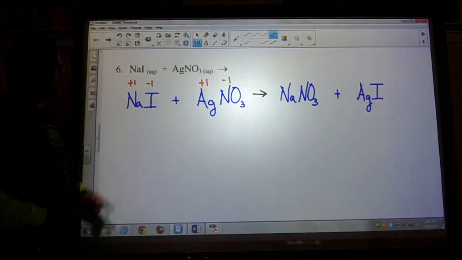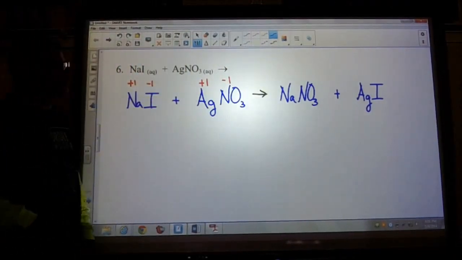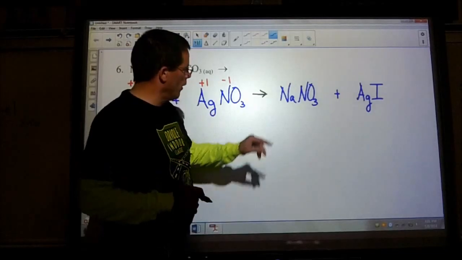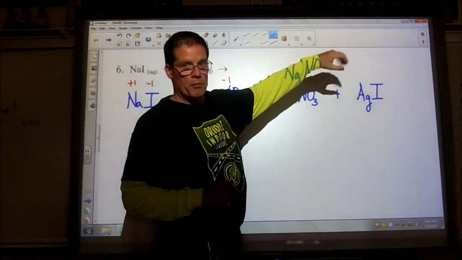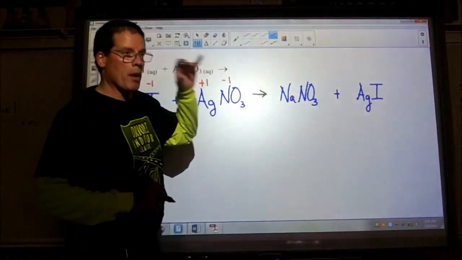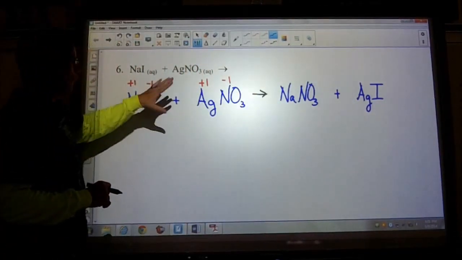Again, I don't think we need to write the charges since they're all plus and minus ones, but please do check carefully to make sure you have your metal written first and you have a metal with a non-metal. Okay, so all these are balanced.